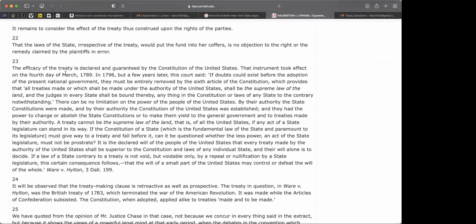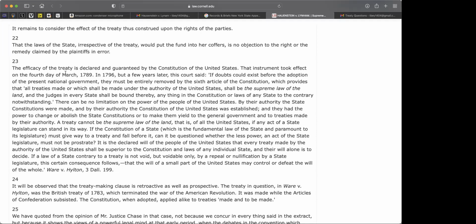I'll continue. The efficacy of the treaty is declared and guaranteed by the Constitution of the United States. That instrument took effect on the 4th day of March, 1789. In 1796, but a few years later, this court said, if doubts could exist before the adoption of the present national government, they must be entirely removed by the 6th article of the Constitution, which provides that all treaties made or which shall be made under the authority of the United States shall be the supreme law of the land, and the judges in every state shall be bound thereby.